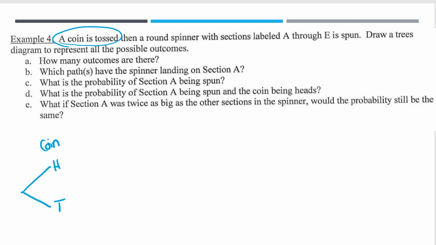And then we have a spinner, A through E. A, B, C, D, E. So that is 5 different sections. So A, B, C, D, E. Then we need another 5 branches off the tail. One, A, B, C, D, E.